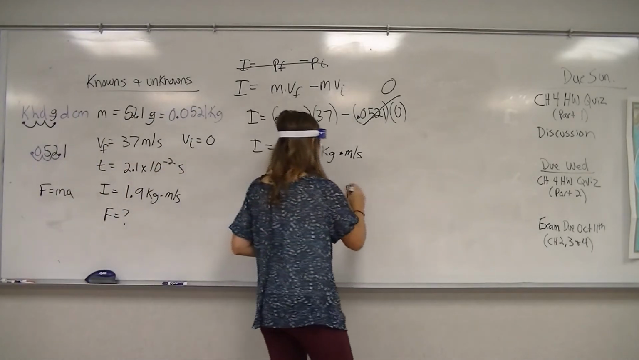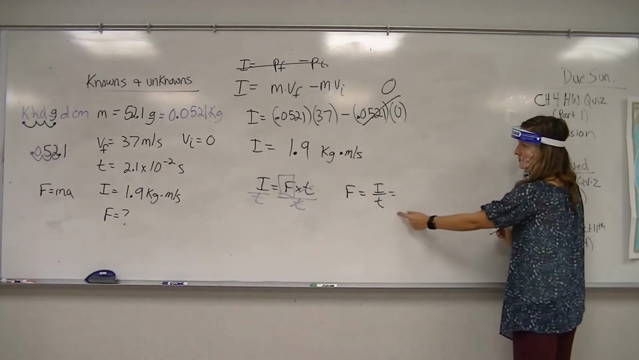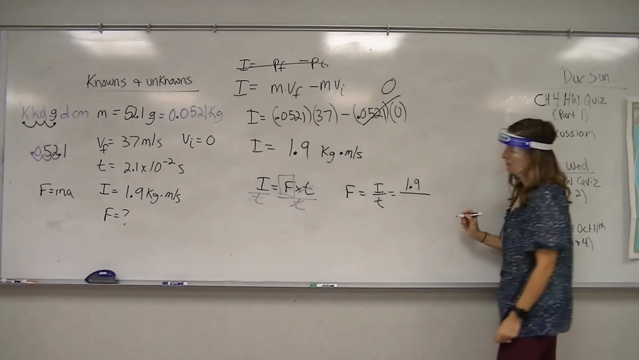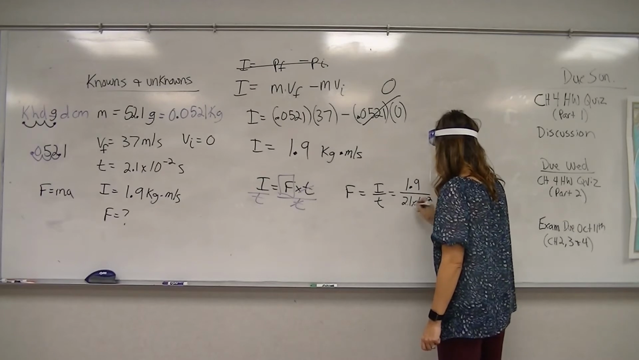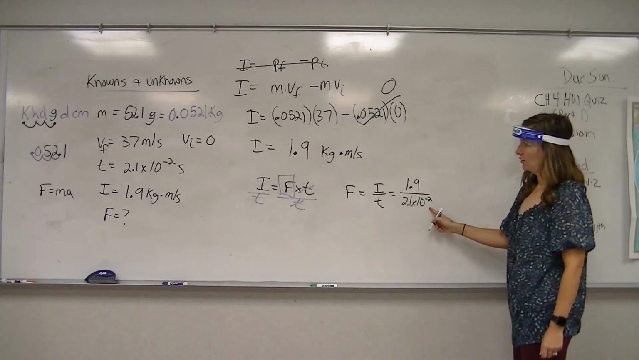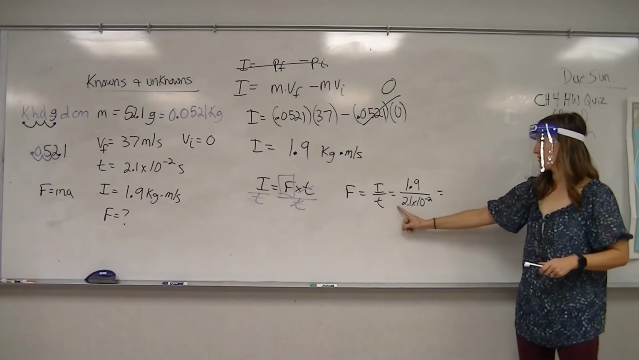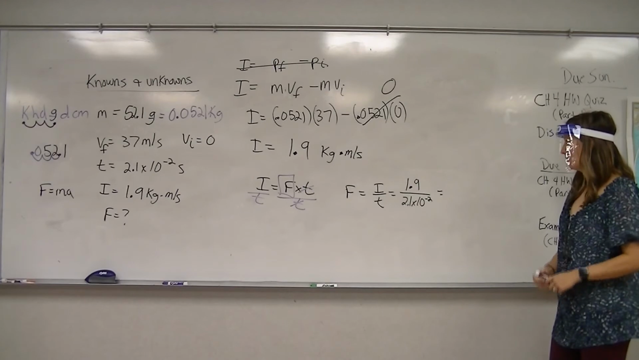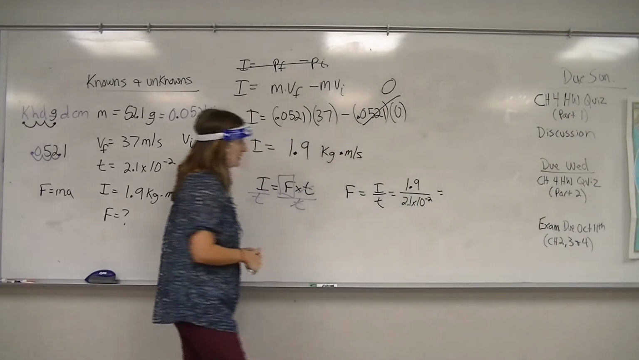So my rearranged equation is impulse over time. So I can plug in my 1.9, and then my time, 2.1 times 10 to the negative 2. And if you want, you can put this in normal notation before you put it in your calculator. We learned how to do that in chapter 1. Just move the decimal twice to the left to get 0.021. So dividing that out, we should get a force in newtons.